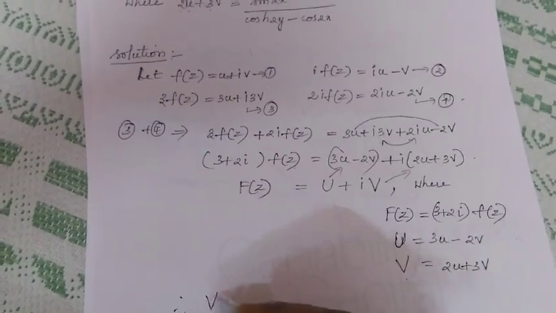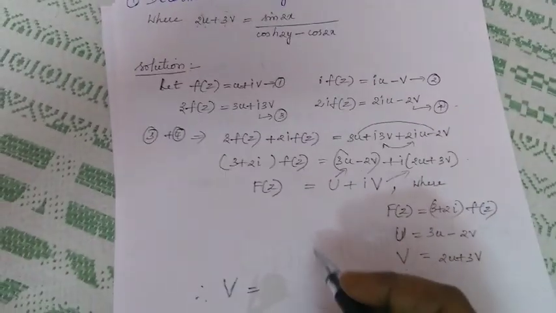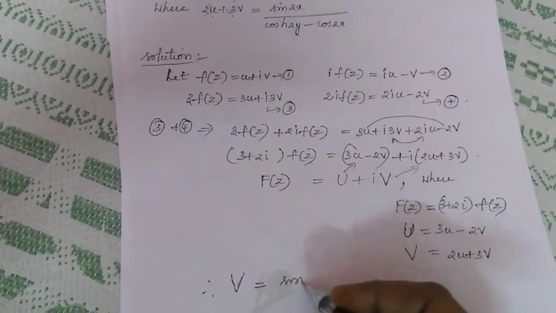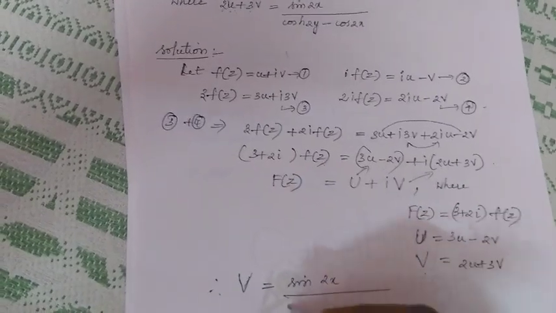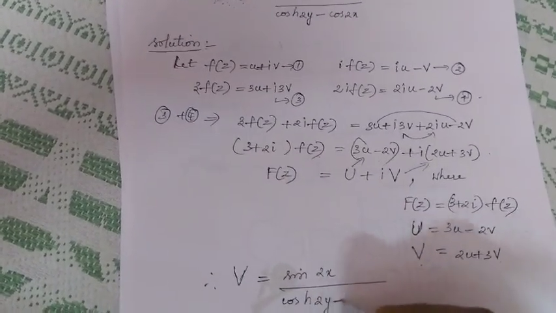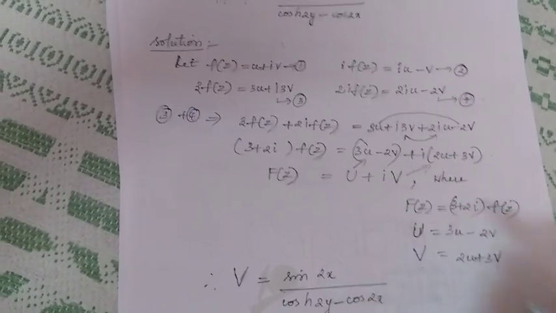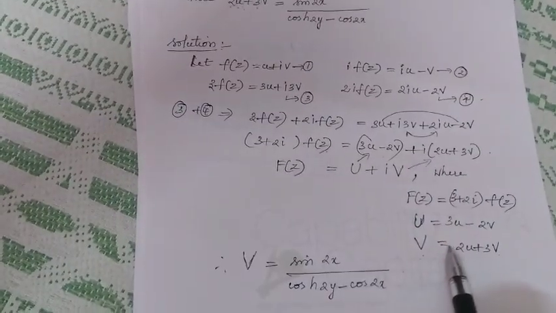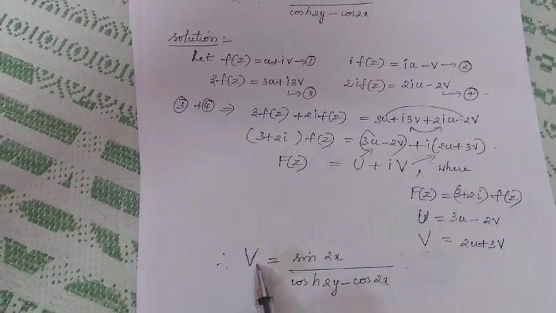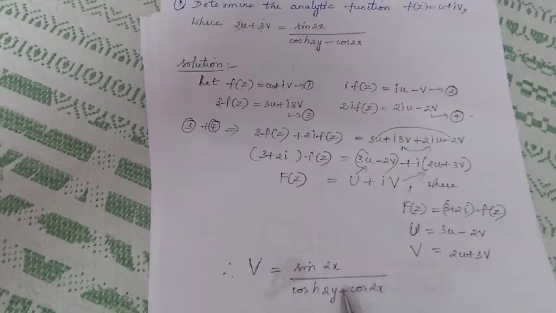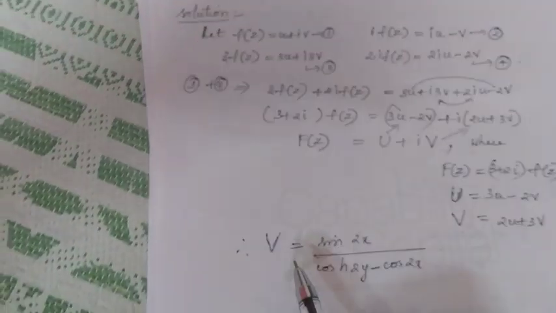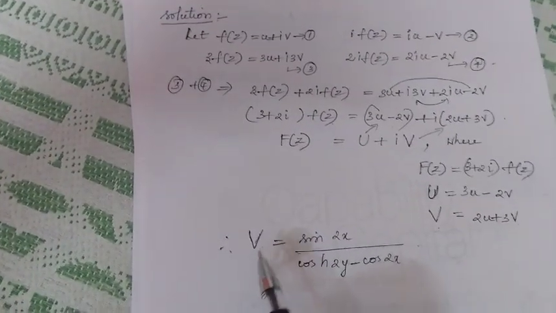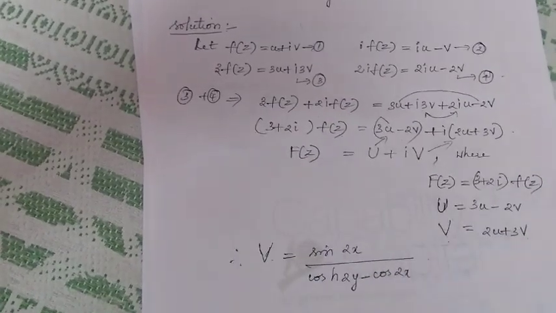So my equation is going to be capital V is equal to, right hand side you can write as it. Right hand side it is what? Sine 2x by cos h 2y minus cos 2x. This is what is on the right hand side. Hope you understood, right? See here, 2u plus 3v, I'm just replacing it as capital V here, and the right hand side I have written the same as it. Now see my question, I've converted this 2u plus 3v to the form V on the left hand side. So we have got only V on the left hand side.